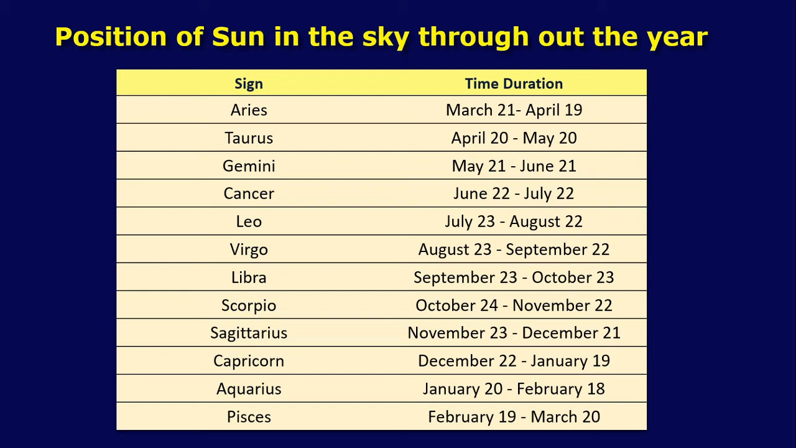Now remember, throughout the day each sign lasts for 2 hours on average, not actual but on average. So on 1st April the rising sign will be Aries at 5 o'clock. At 7 o'clock the sign will change to Taurus. At 9 o'clock the sign will change to Gemini, and so on.